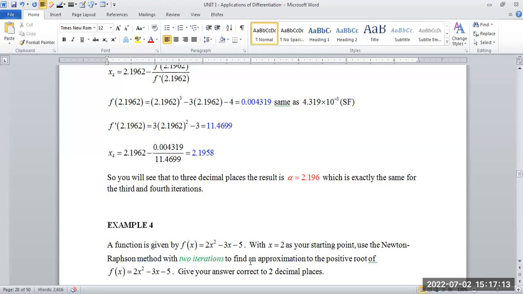No, we did this one a while ago, right? No, we didn't. This is the one we did. So positive root of that, give your answer correct to 2 decimal places. So now they give it to 2 decimal places, all right? So work on that one for me.